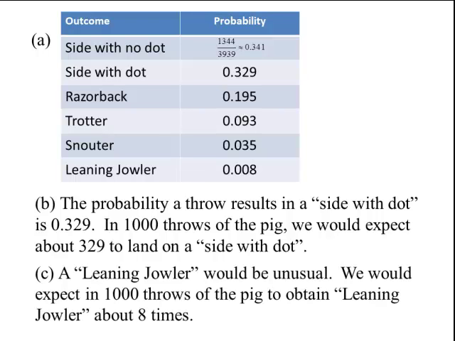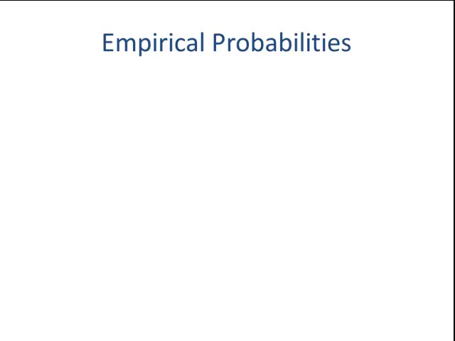Part C, a leaning jowler would be unusual. It is less than 5%. We would expect about 8 leaning jowlers out of 1,000 throws. So that would be unusual. Here's some more empirical probabilities.